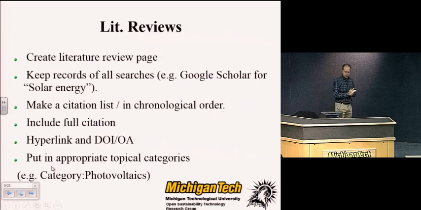So the literature reviews, and we'll go into detail in next class on how to do one, but you create a literature review page as the beginning of your project in Appropedia, and you keep a record of all the searches that you do. So for example, if you look for solar energy in Google Scholar, you'd list all the papers that came up, and you'd make a citation list in chronological order so that you can kind of learn as part of this community.